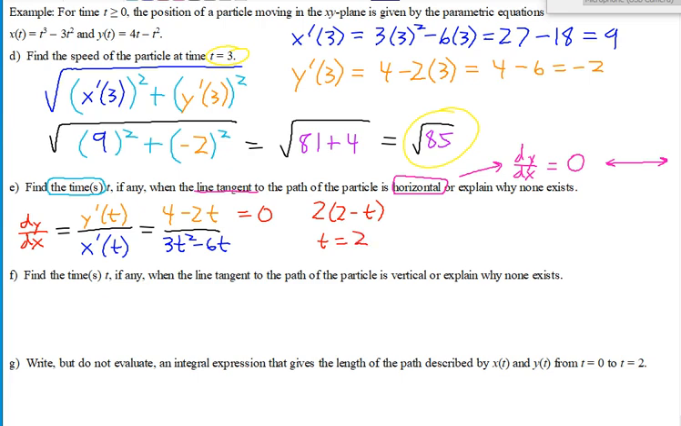However, I'm not going to circle the answer yet, because I remember something from a previous part of the problem we did here. Okay? So it looks like at time 2, we got a horizontal tangent line. Well, let's look at the next part, and then we'll see how that impacts our answer for part E.